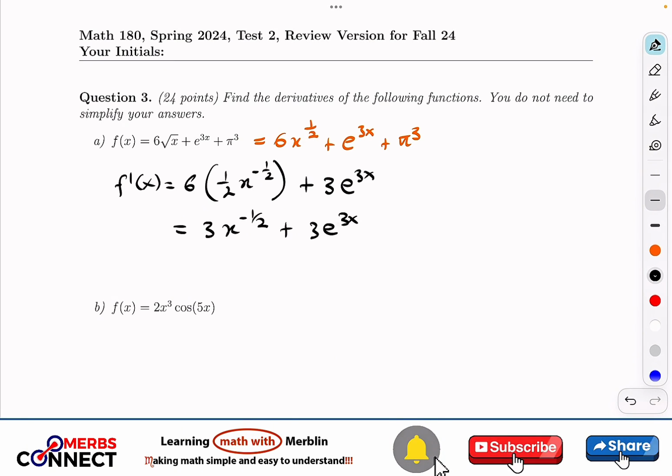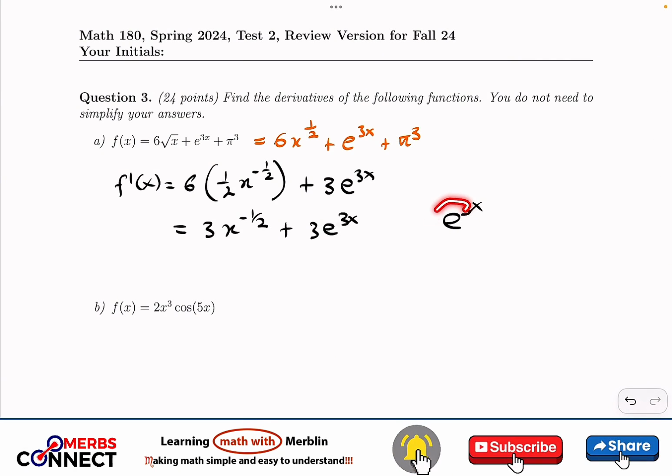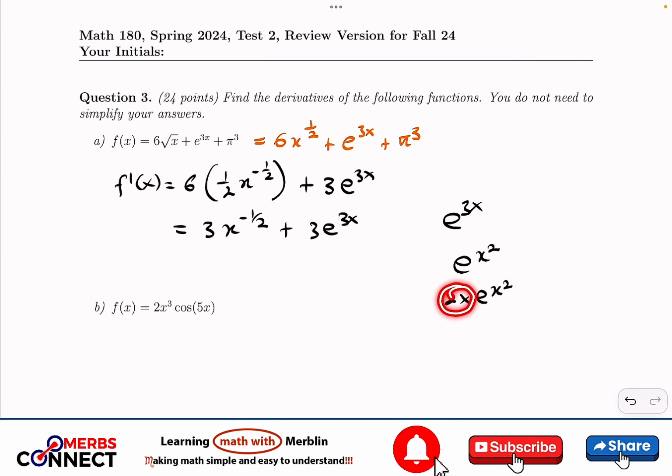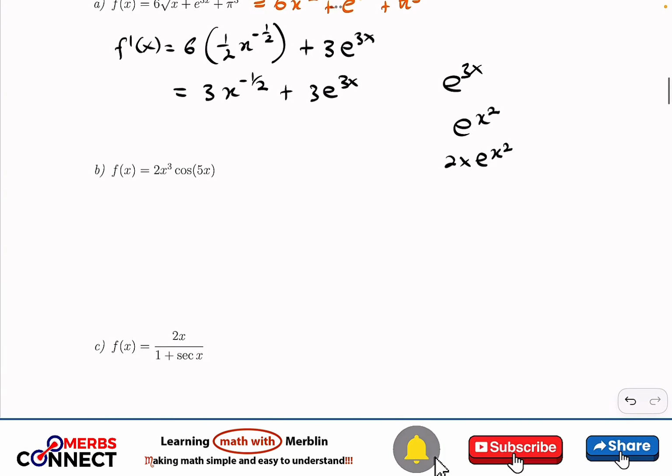Now pay attention. I didn't just bring this 3 here. No, not this. I differentiated the top, so that when you have e to the power x squared, this is going to be 2x e^(x squared). So what did I do here? I differentiated what is here: 2x. When you differentiate this, you get 3 of that. So pay attention to that one.